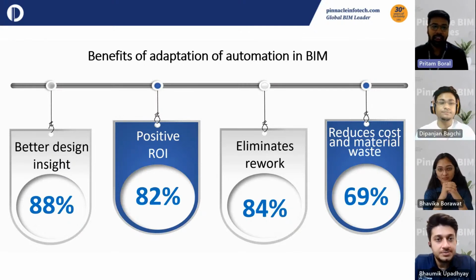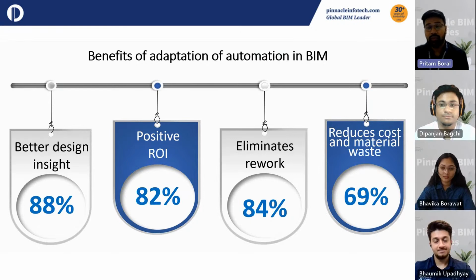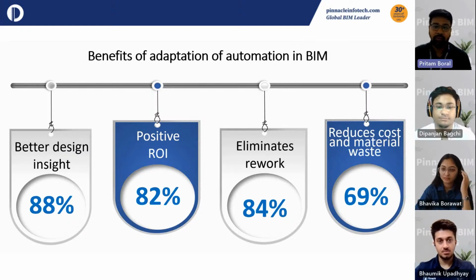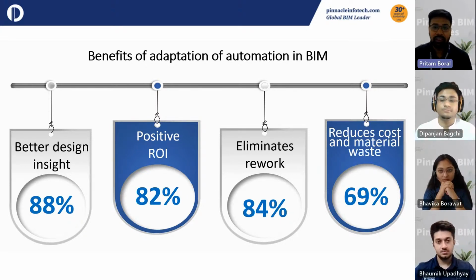Here I will be discussing the benefits of adoption of automation in BIM. Let's first understand why we need automation in BIM. As per the report of Autodesk, BIM itself provides 88% better design insight. It provides 82% positive ROI. Then BIM eliminates rework by 84%. It reduces cost by 69%. BIM itself acts as a solution to all of this.